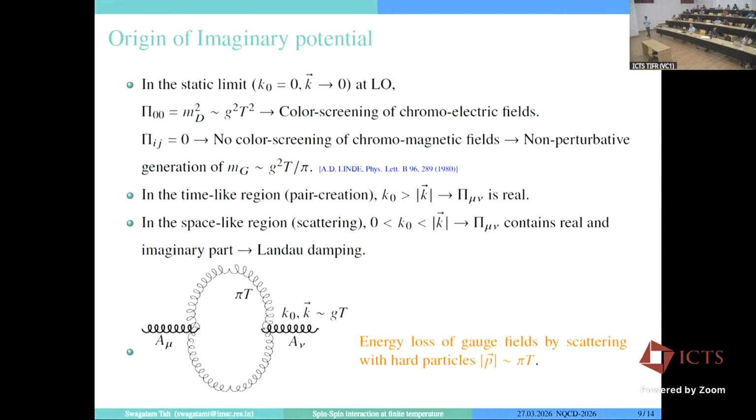As mentioned by Dibyendu, for the Wilson loop or the static potential, the Pi_00 component will contain the imaginary part, but for the spin potential, Pi_ij will also contain an imaginary part, and from that contribution we are getting the imaginary part of the spin potential.